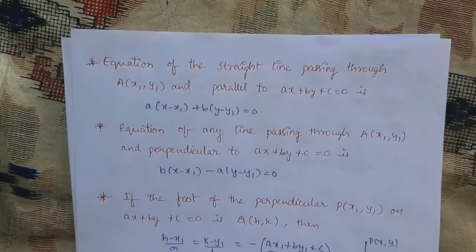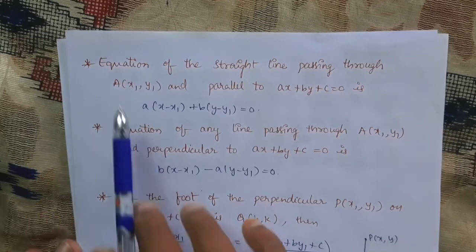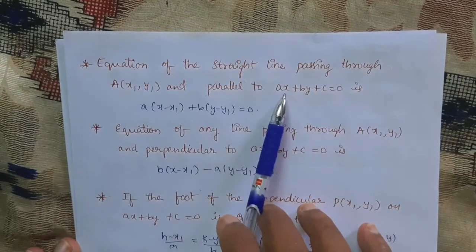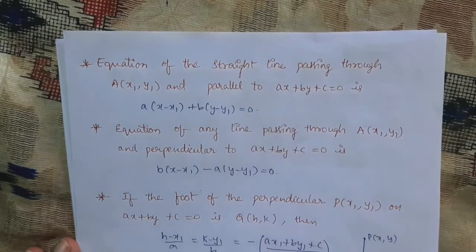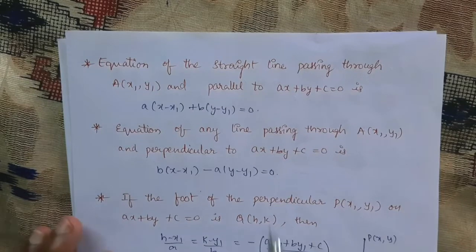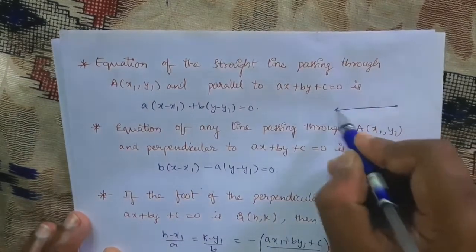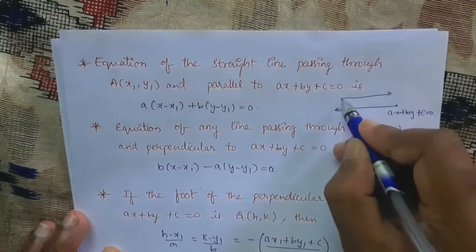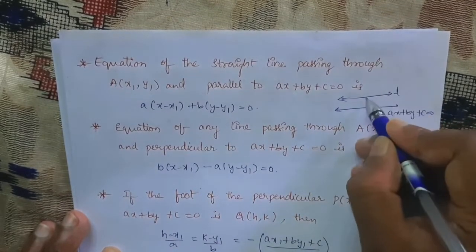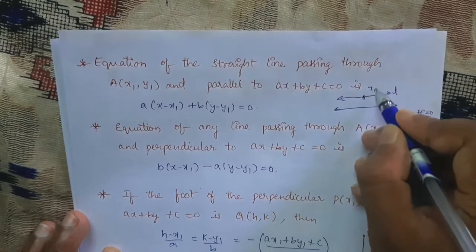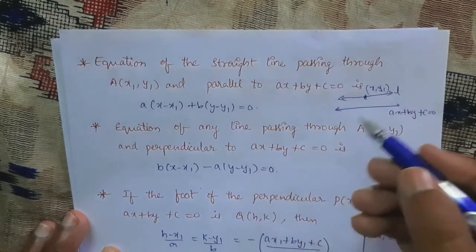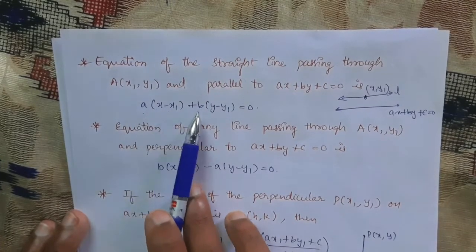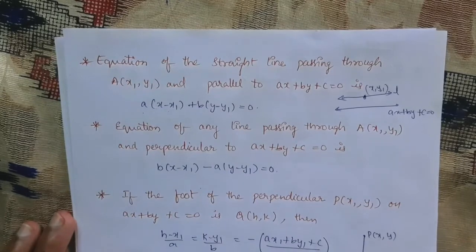So this is the equation of a line. This is the shortcut method. Equation of the straight line passing through (x1, y1) and parallel to ax plus by plus c equal to 0. Equation of a straight line which is parallel to this line ax plus by plus c equal to 0, and which is passing through the point (x1, y1). The formula is a into (x minus x1) plus b into (y minus y1), which is equal to 0.